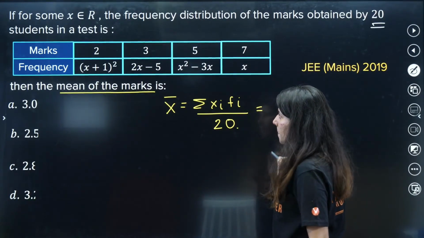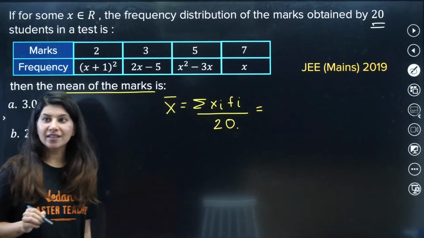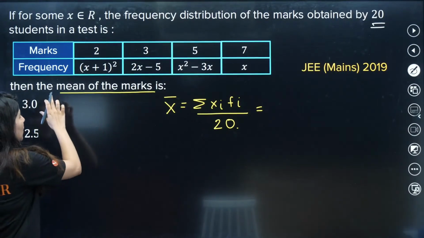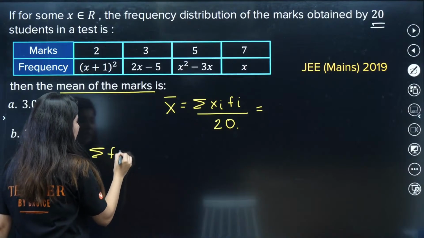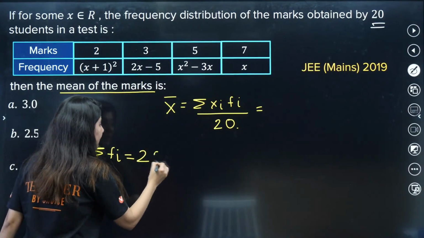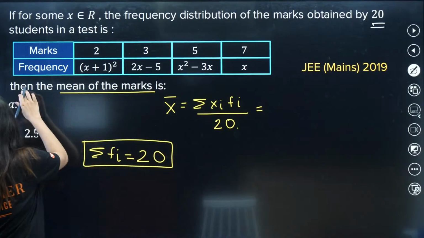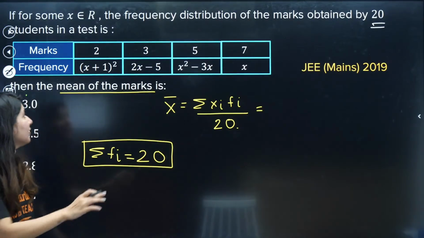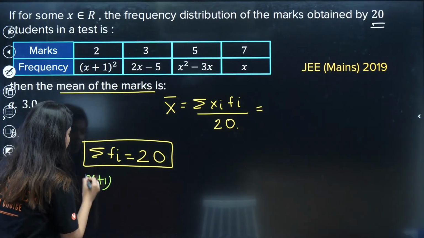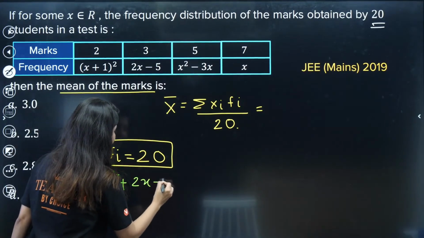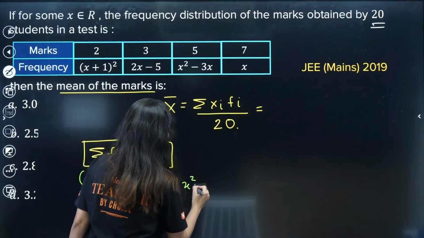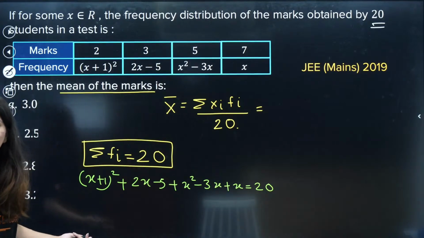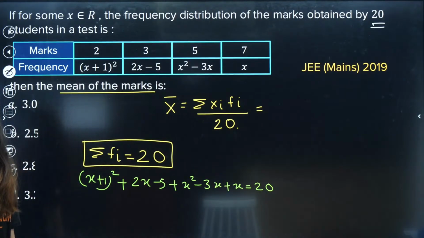Sigma xi fi, right? Basically what's happening is, listen to me carefully. Do you know sigma fi would be what? 20. This is a very important information and I know very few students will be able to think like this. If you add all the frequencies, that means (x plus 1) whole square plus (2x minus 5) plus x square minus 3x plus x will be 20. So everything is sorted now. And then find x.